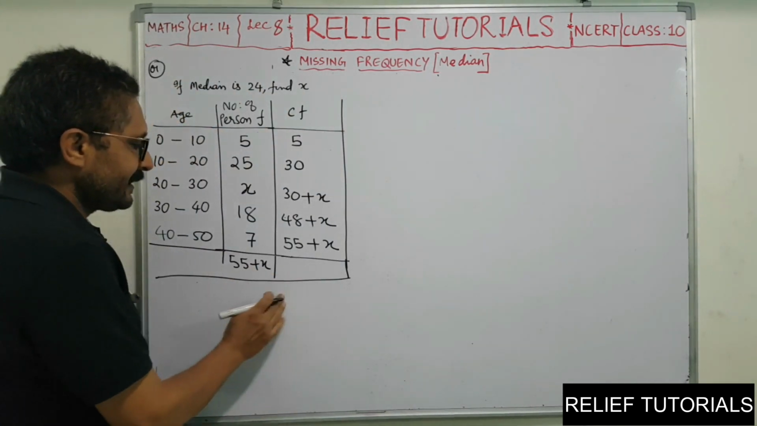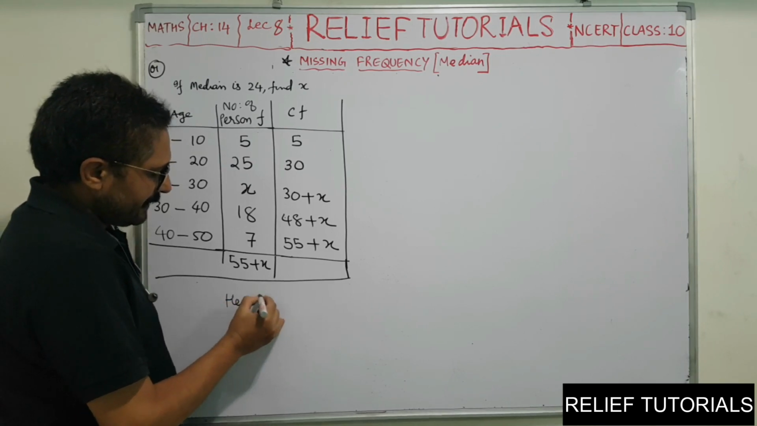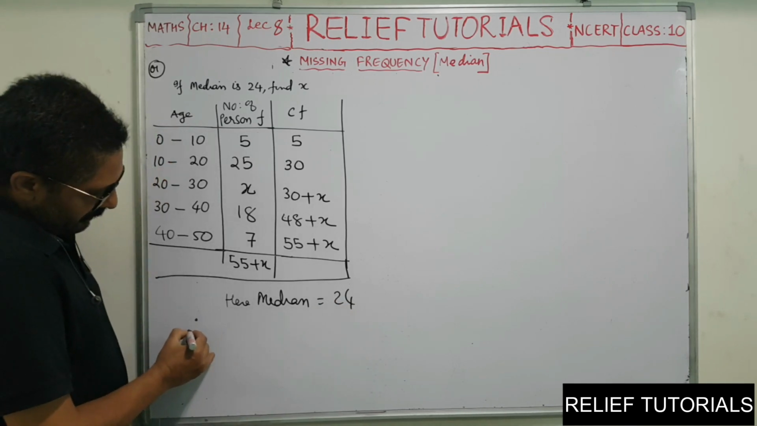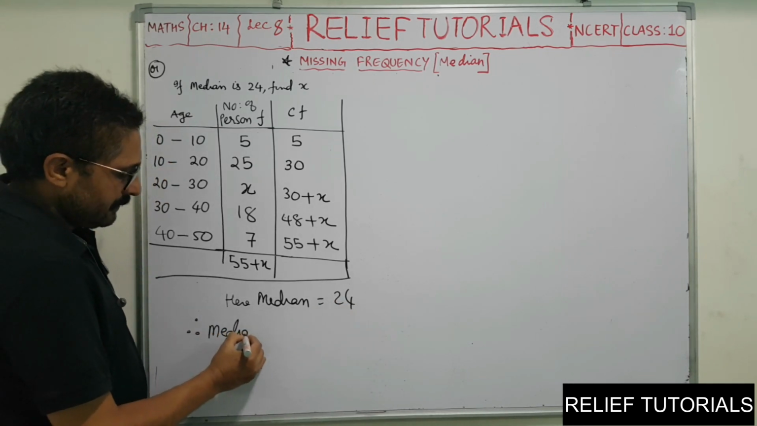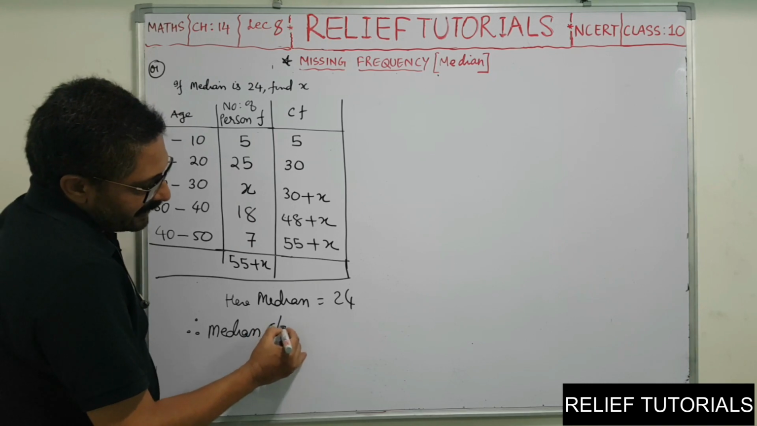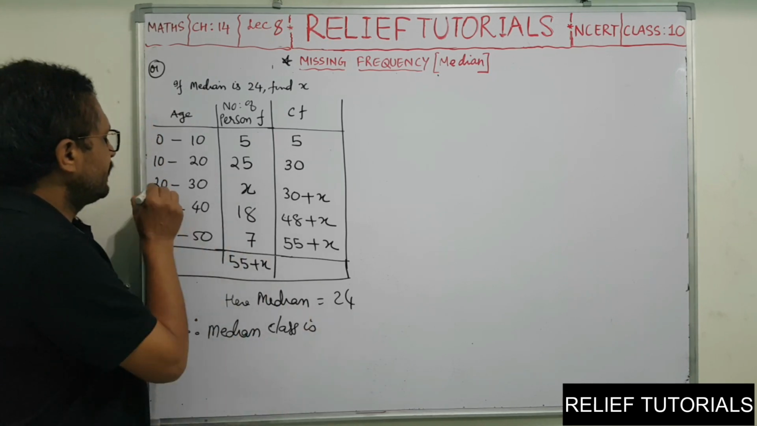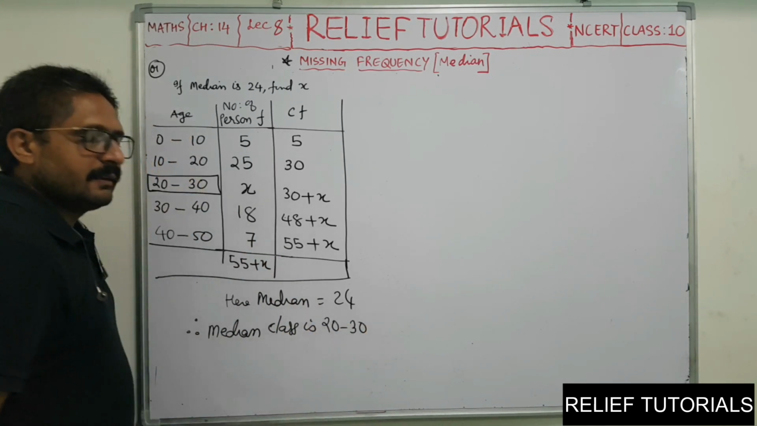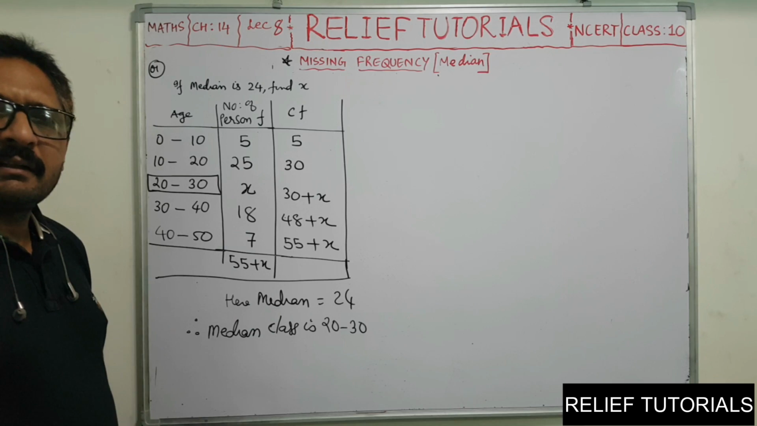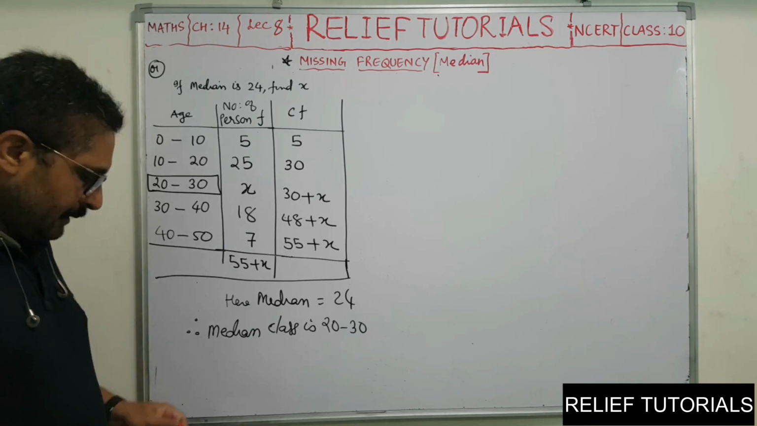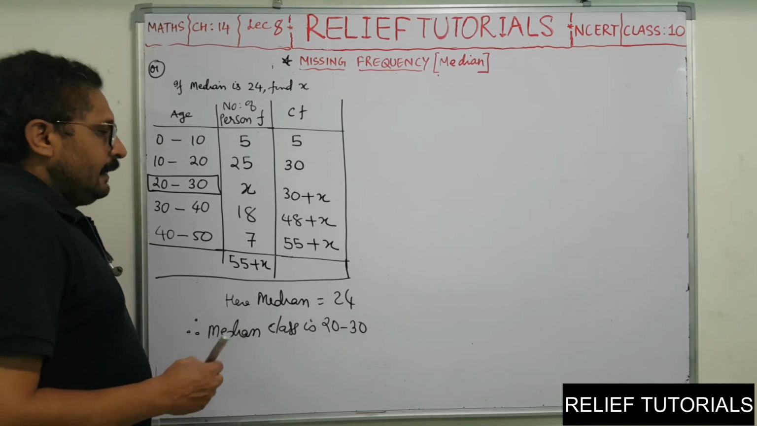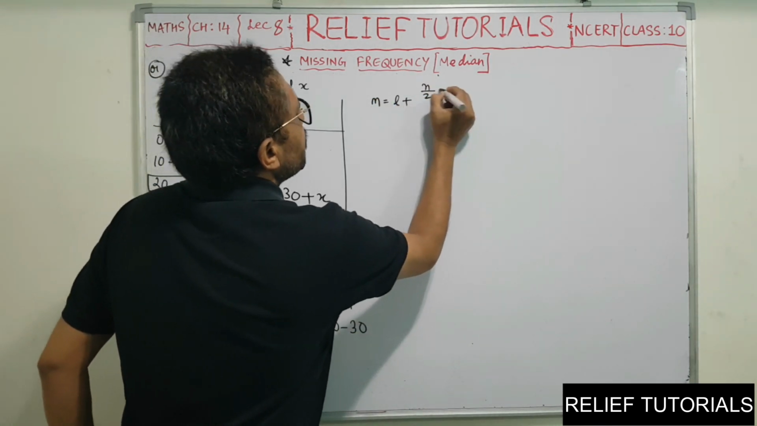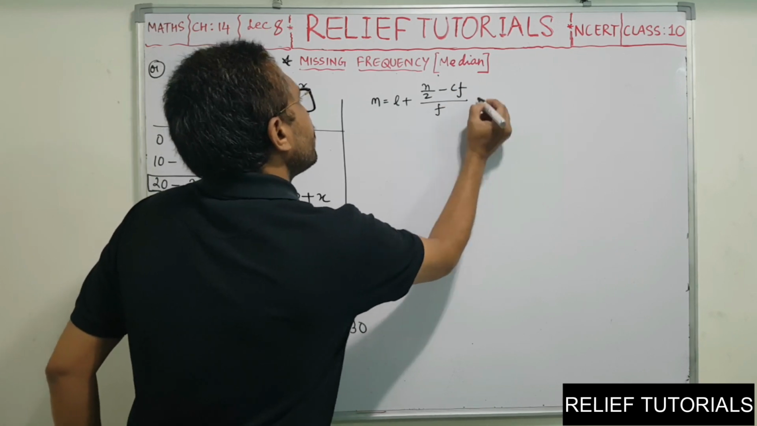So now what will you write here? Here the median is equal to 24. So therefore the median class is 20 to 30. Now you find the median. Simple. So now you know the formula to find the median. Median is equal to L plus n by 2 minus CF upon f into c.